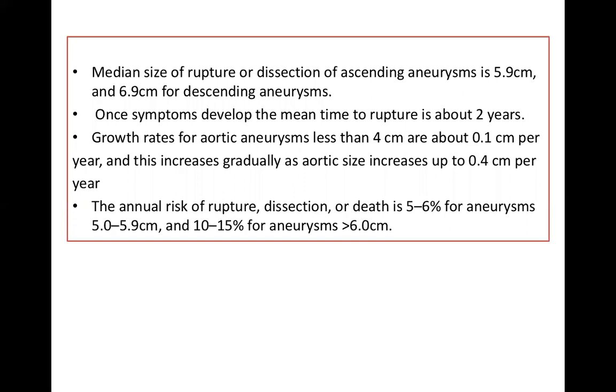Once symptoms develop, the mean time to rupture is about 2 years. The rupture rate of aortic aneurysms less than 4 centimeters is about 0.1% per year, and this increases gradually as the aorta grows about 0.4 per year. The annual risk of rupture, dissection, or death is 5 to 6% for ascending aneurysm and 10 to 15% for descending aneurysm.